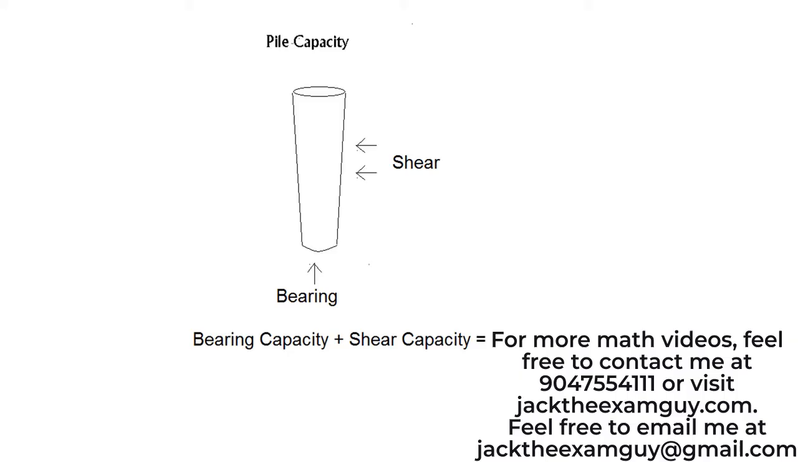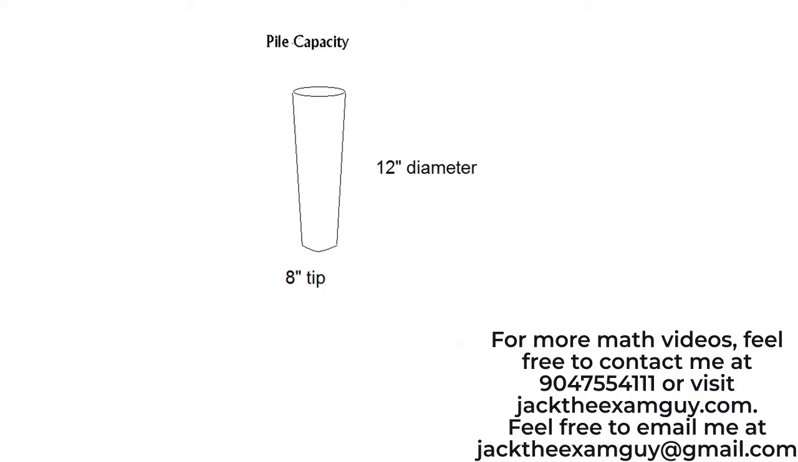They'll give you a scenario where they give you the total pile capacity, and then they'll give you the bearing capacity, and all you have to do is subtract the bearing from the total, and you get the shear. It could be that simple. But if you have to calculate the actual capacity, then that's where it gets a little more complicated. So here we go.